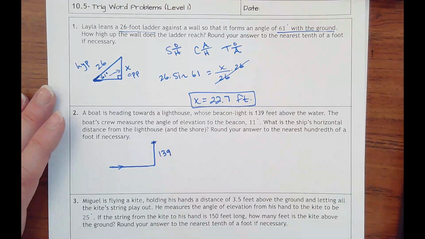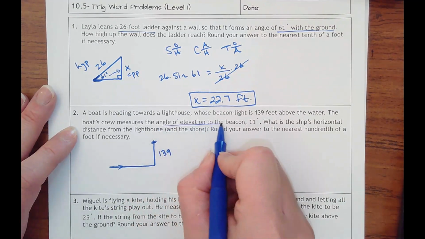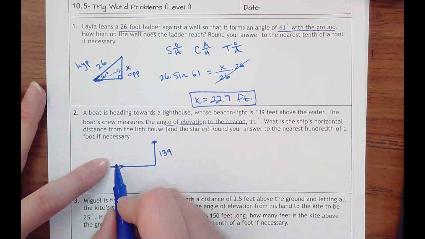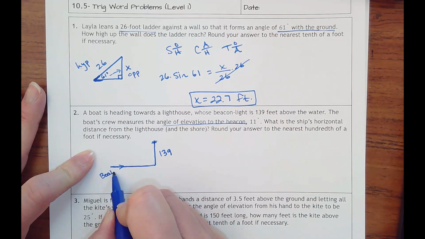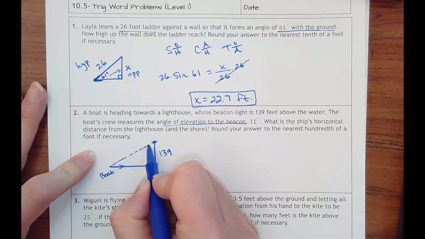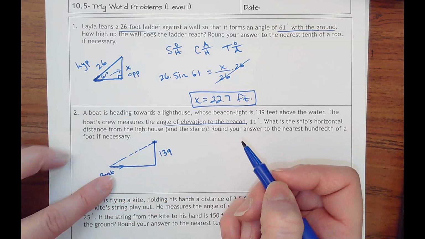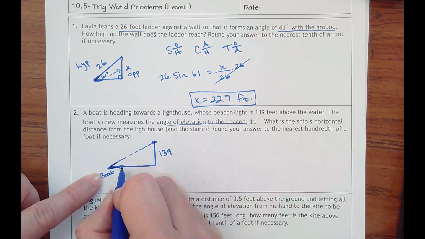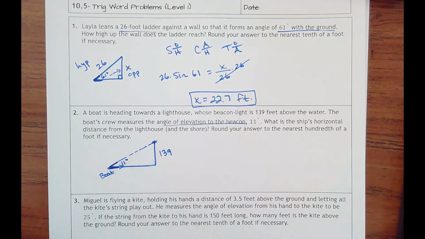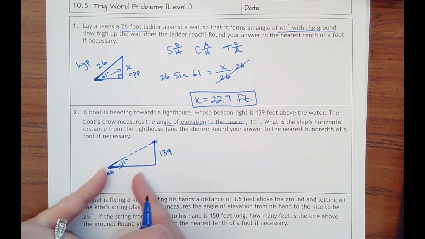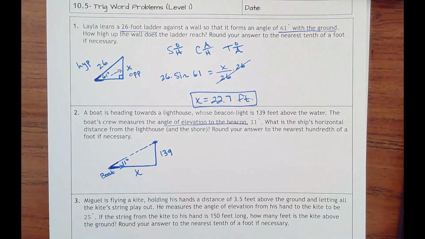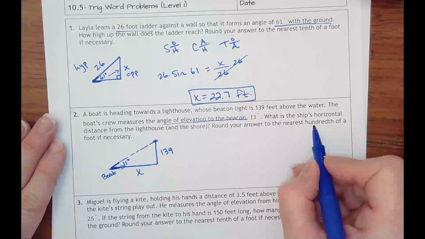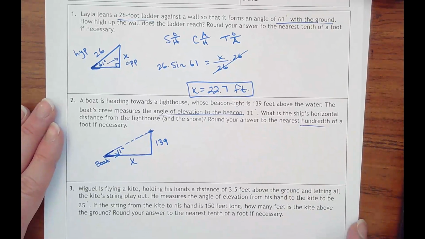The boat's crew measures an angle of elevation to the beacon. The boat is here. It is looking up to this light, and it's called an angle of elevation. Angle of elevation is the ground with looking up to something, and that is 11 degrees. What is the ship's horizontal distance from the lighthouse? Boat is here, lighthouse is here. What's the horizontal? So this is my x. Round to the nearest hundredth of a foot. So be aware they change the rounding on you.